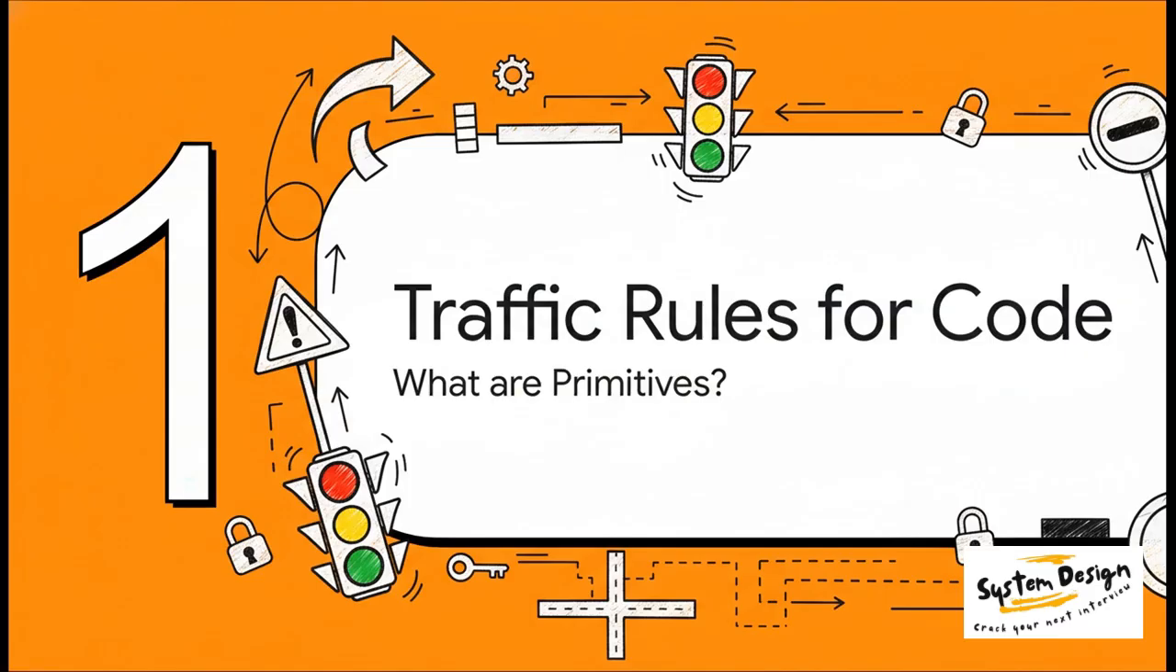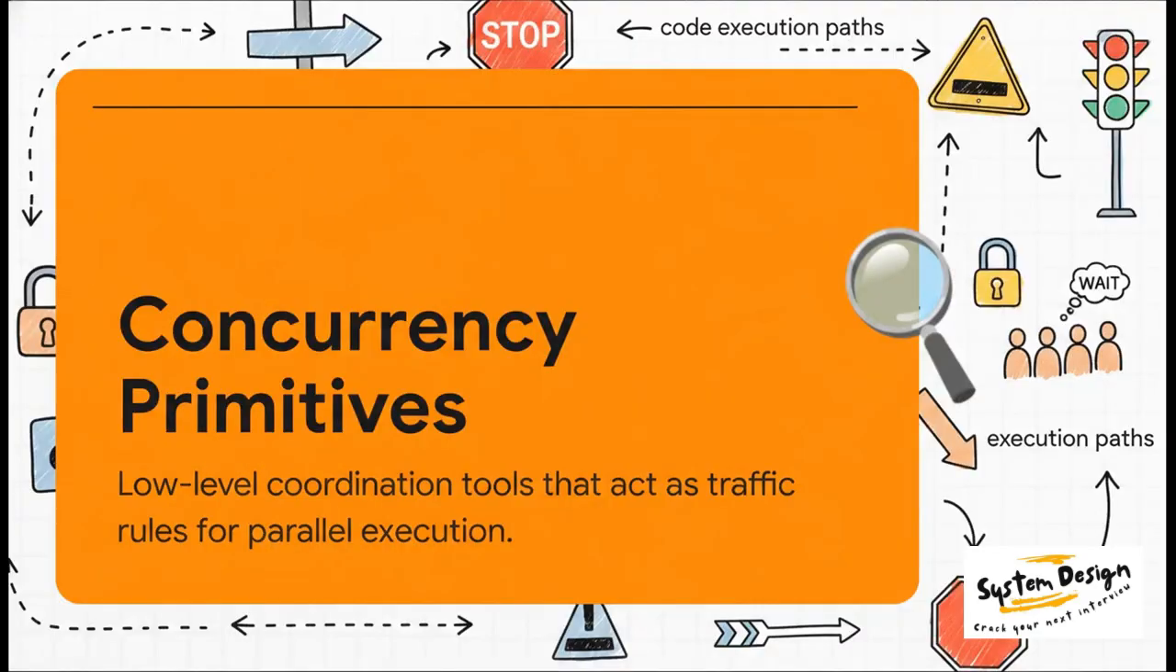So before we go any further, we really need to define what these primitives actually are. At their core, concurrency primitives are basically low-level coordination tools. Think of them as the traffic signals, the stop signs, and the yield signs for all the different paths your code is taking at the same time. They're there to answer the really critical questions. Who gets to use this resource right now? How many threads can use it at once? And if it's busy, who has to wait in line and who gets the green light to go next?